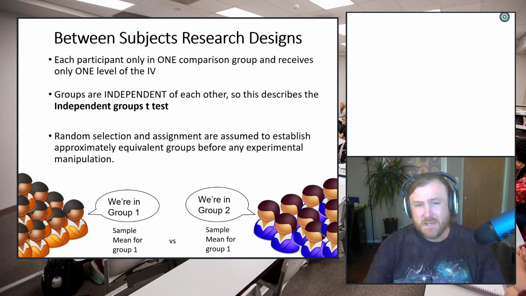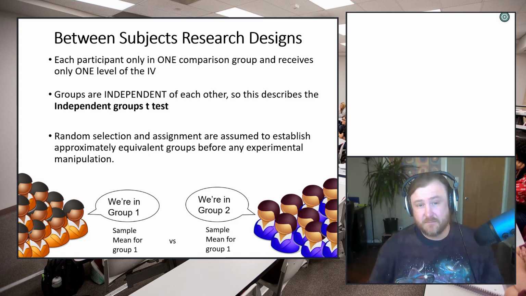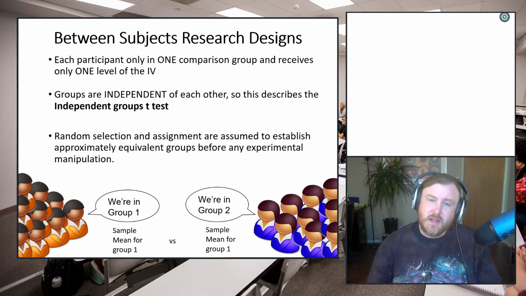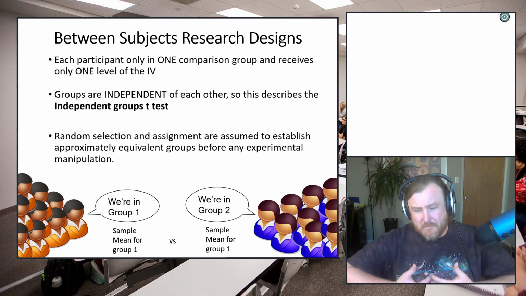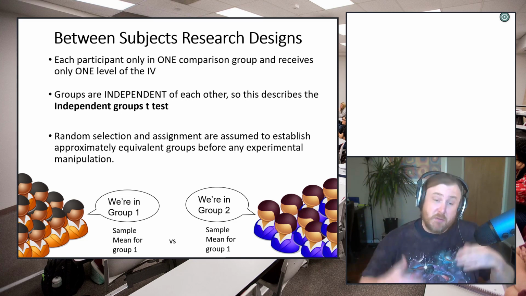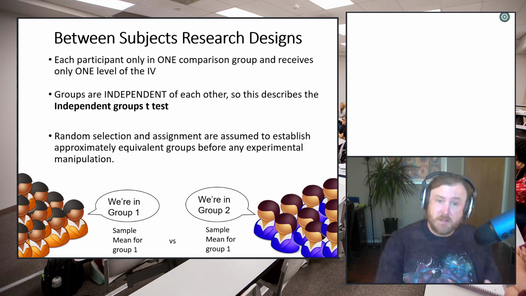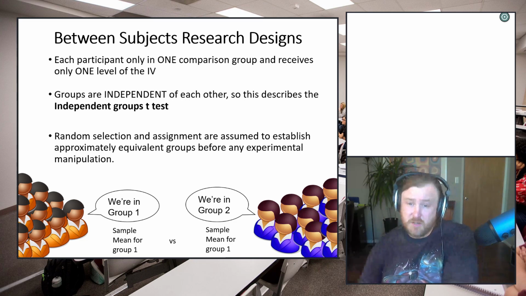And then you give them the treatment and you measure them and compare those two groups. Importantly, those two groups contain different people. The groups are independent of each other. And in this case, we are going to use an independent groups t-test. So basically, the way this works is we rely on random selection and random assignment to make it a fair assumption that at the beginning of the experiment, both groups are equal. Because the likelihood that you're going to find a tall person in group 1 is equivalent to the likelihood that you're going to find a tall person in group 2.